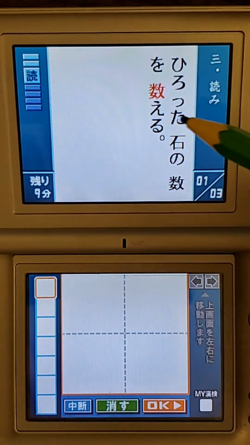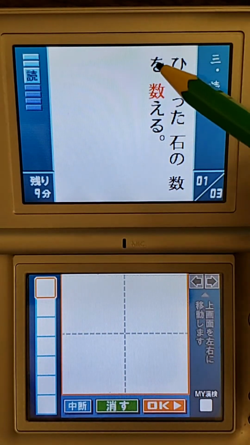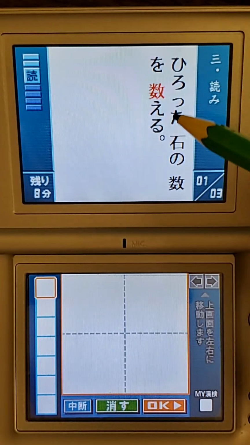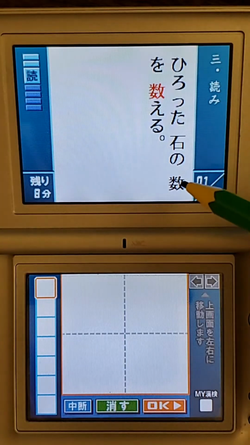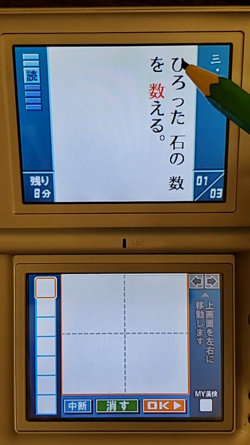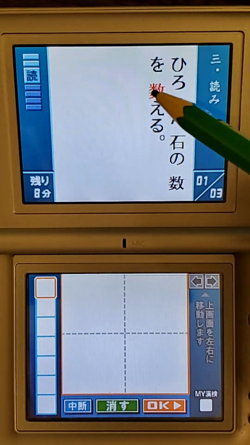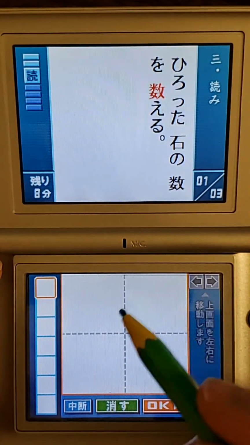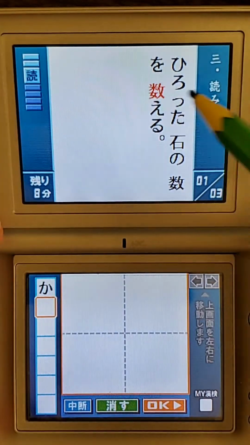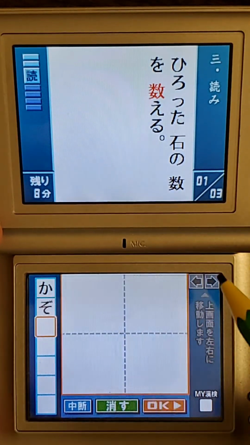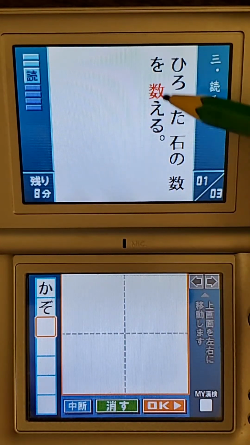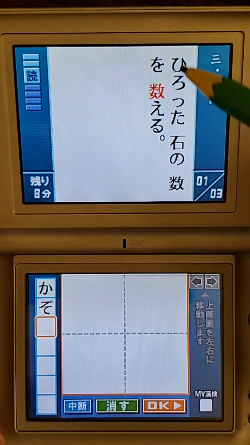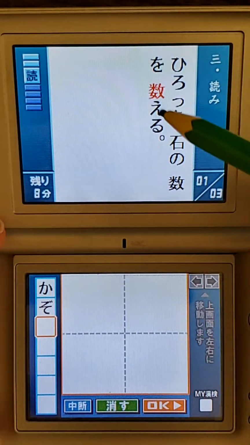Okay. 拾った石の数を数える。So 拾った石, 拾 is to pick up. Ishi is rock. And then kazu, so the number of rocks that I picked up. And kazoeru is to count. So count the number of rocks I picked up. And that's red, so I'm just worried about that. Kazu. You really don't need to read all this other stuff, but it gives you context. So if you're not sure how to read this or how to write it, if you're writing kanji, you can read the rest of it to get context. Kazoeru.